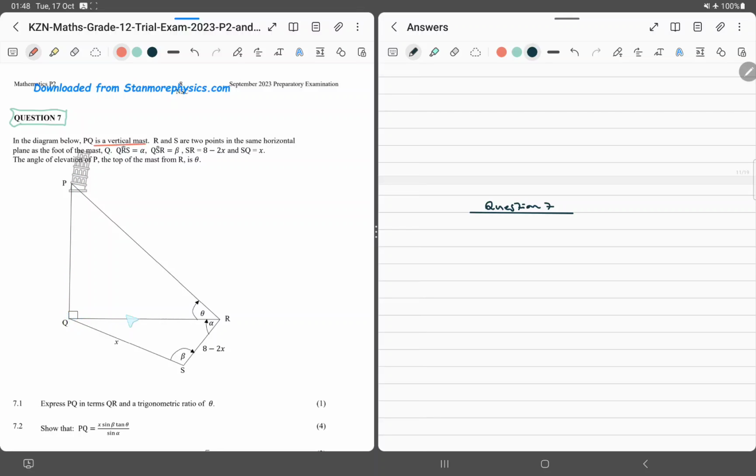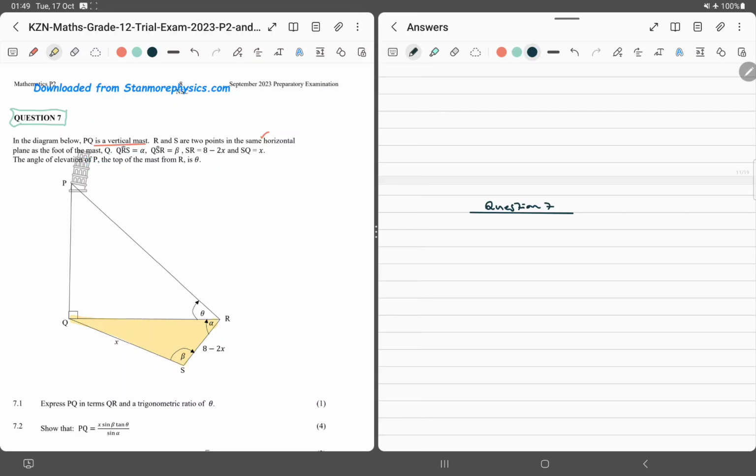Now we can see that it's perpendicular to some horizontal. R and S are 2 points in the same horizontal plane. So normally we shade. They normally shade it, so that it's in the horizontal plane, the same horizontal plane.